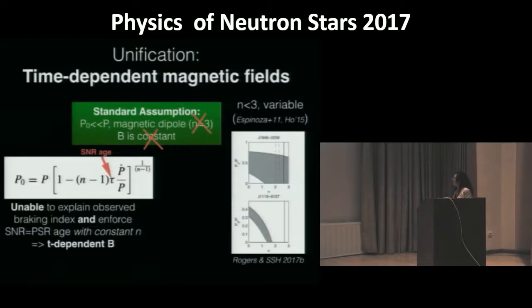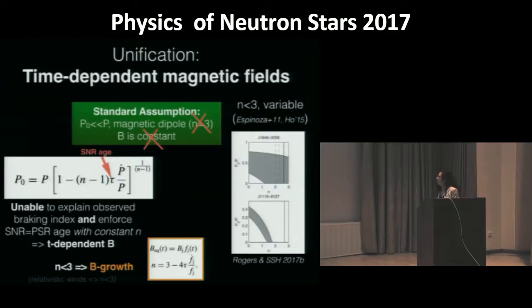And in this case at least, and another case that Pat showed on Tuesday for G292, for example, the braking index required by constraining the age of the pulsar by its associated SNR is not consistent with the one measured. So there's a problem there. In other words, we are unable to explain the observed braking index and enforce the ages to be equal with a constant n, implying the need for a time-dependent magnetic field, which is expressed here.